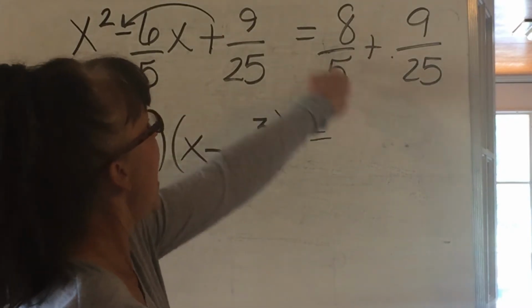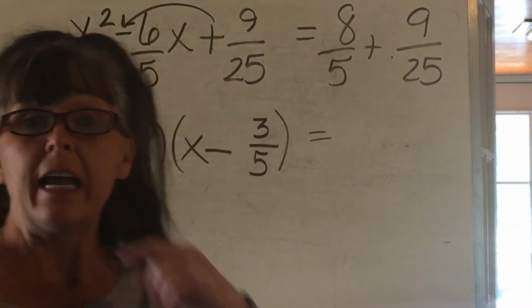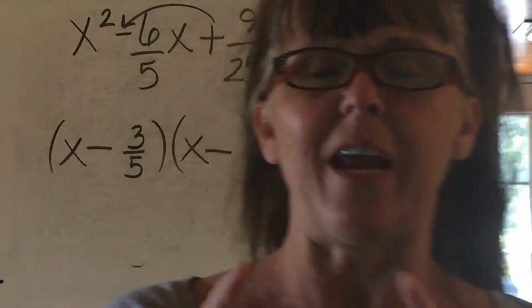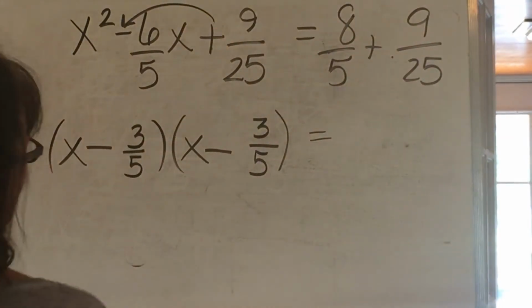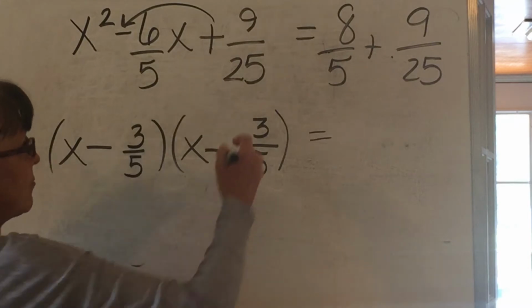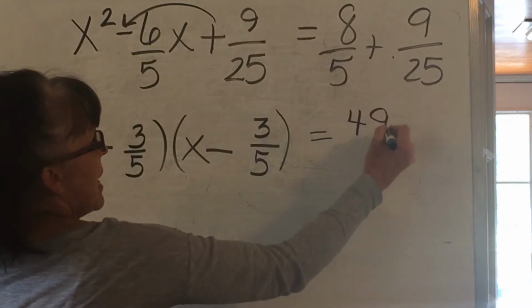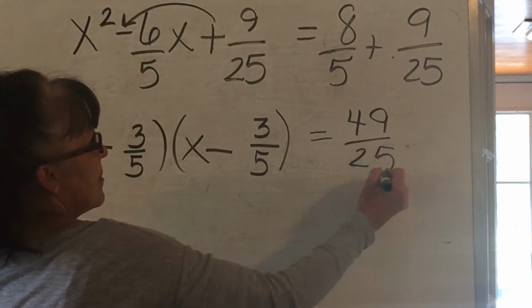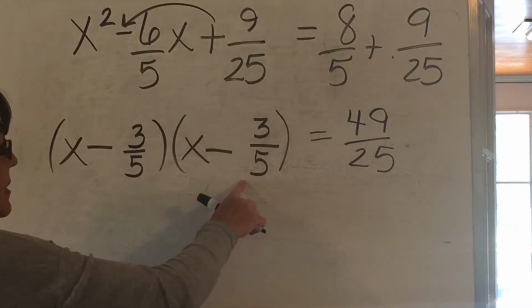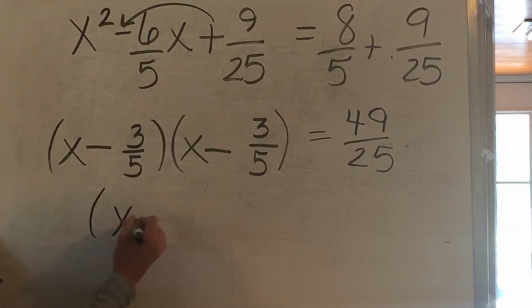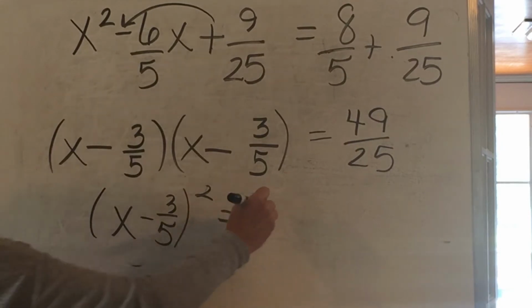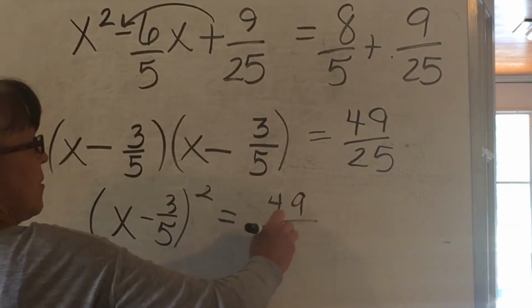Now, type that into your calculator, and when you type it in your calculator, chances are it's going to give you a decimal. You do not want the decimal form, you want the fraction form. And the fraction form for that is 49 over 25. Rewrite this. This always has to be the same thing. So that's where that 2 is coming from. 49 over 25.